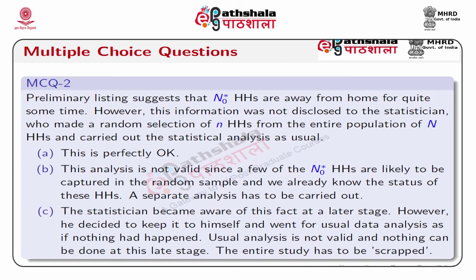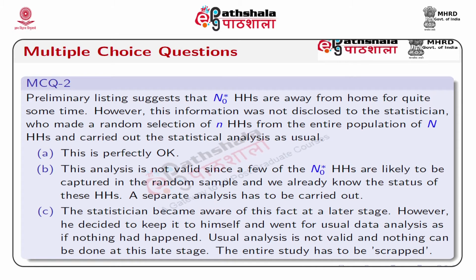However, this information was not disclosed to the statistician, who made a random selection of small n households from the entire population of capital N. To a statistician, you give the master list of capital N. He makes a random selection of small n households. He tells them to go and survey these people.